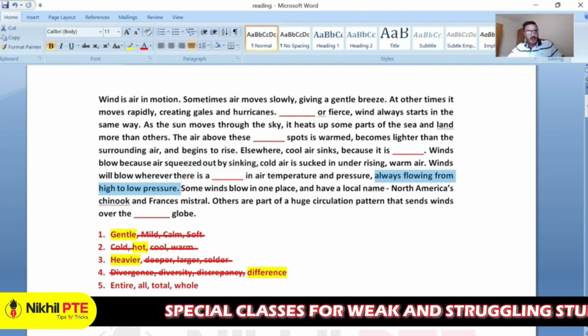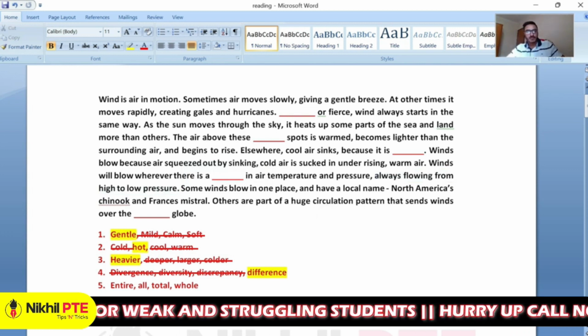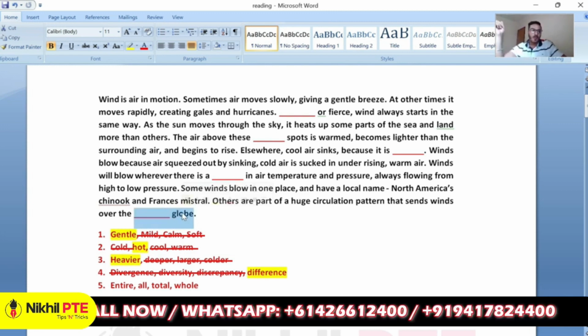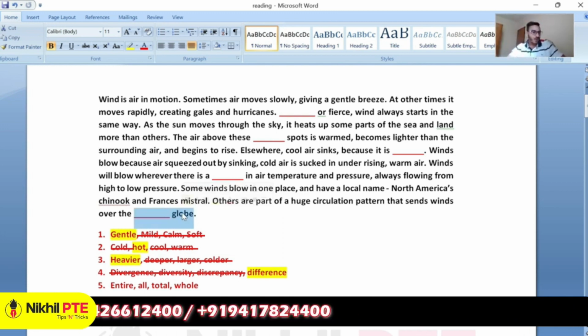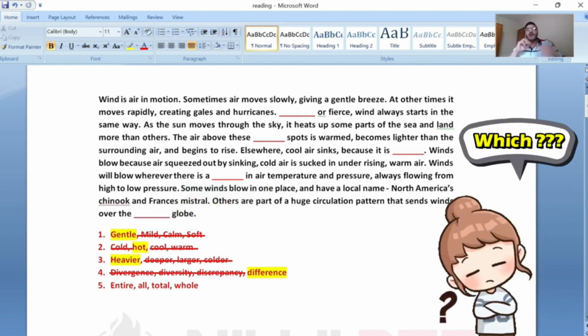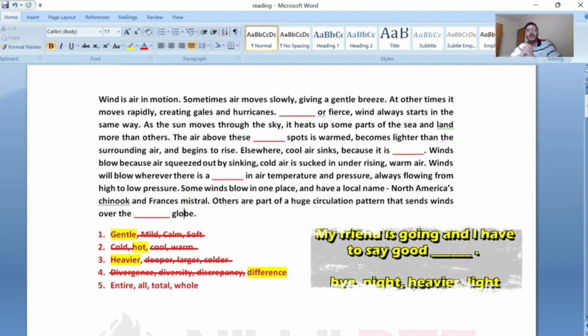North America and others are part of a huge circulation pattern that sends winds over the dash globe. Whole globe. Whole globe. No. Total globe. See, you can see entire, all, total, whole, which means all things. But which one is the best one? If my friend is going and I have to say good dash, getting my point? My friend is going, I have to say good dash, and the options are by, second one is night, third is heavier, fourth is light.